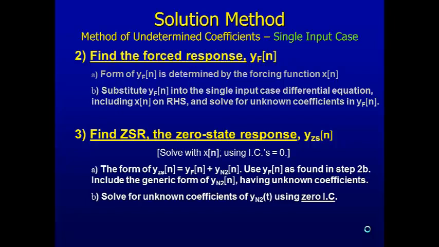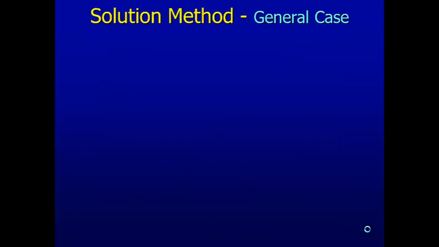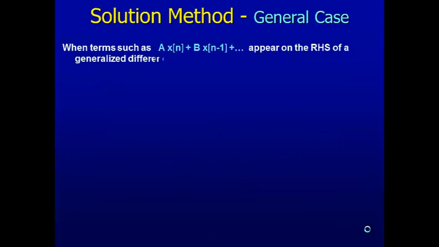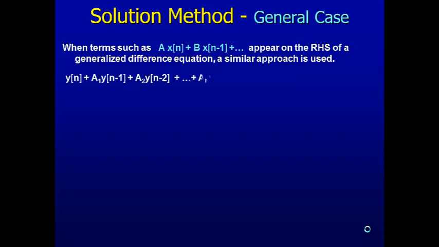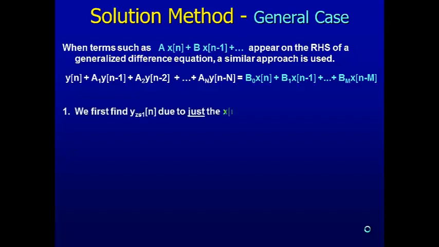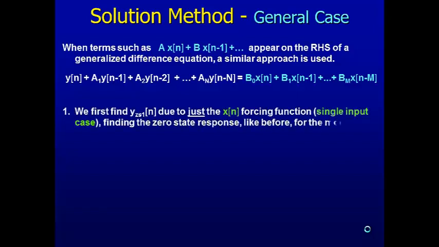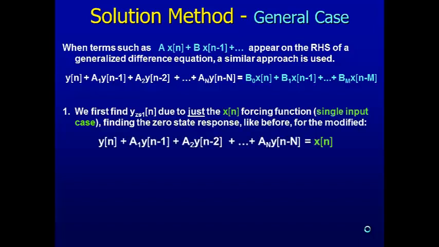What we need to do now is find out how to take the solution to this simpler equation and make it the solution to this one. Answer? Zero input response doesn't change. Zero state response generalizes according to what's going on on the right-hand side of the equation. If you've got anything on the right-hand side except x of n, that's a general case difference equation. So what we do is find the zero state response for the single input case. We just put x of n on this side like we did.